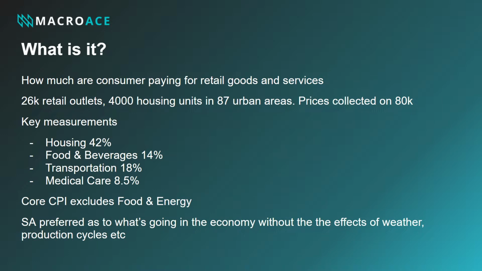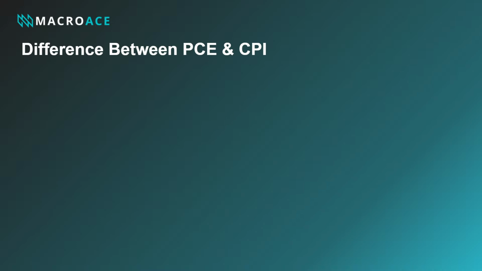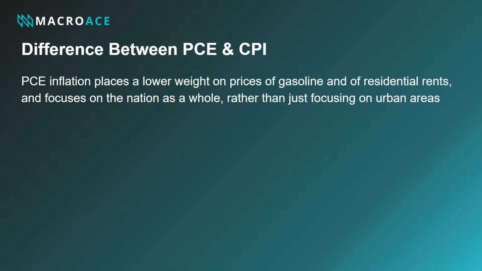Let's keep going then. The difference between the PCE price index and CPI: PCE inflation places a lower weight on prices of gasoline and residential rents, and focuses on the nation as a whole rather than just urban areas. The other difference is that it can chop and change what it measures, whereas the CPI is restricted to a fixed basket of goods. So the PCE usually gives a better gauge overall of where inflation is in the US. But CPI measures the urban areas where the most spending happens in the US.